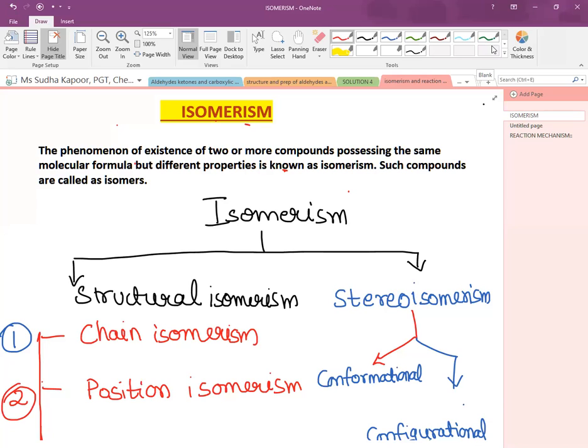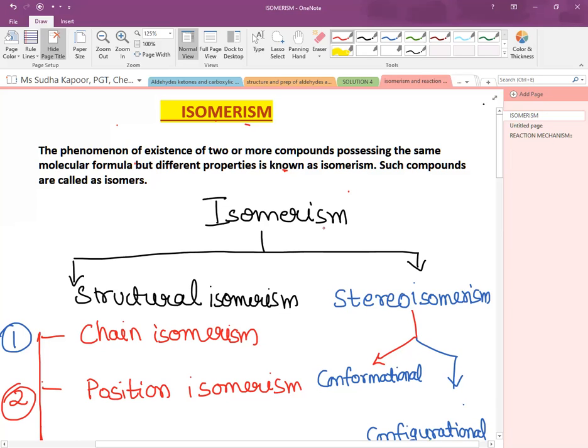Isomerism is the phenomenon of existence of two or more compounds which have the same molecular formula but different properties. Such compounds are known as isomers and the phenomenon is isomerism. So isomerism is basically divided into two categories, structural isomerism and stereoisomerism.